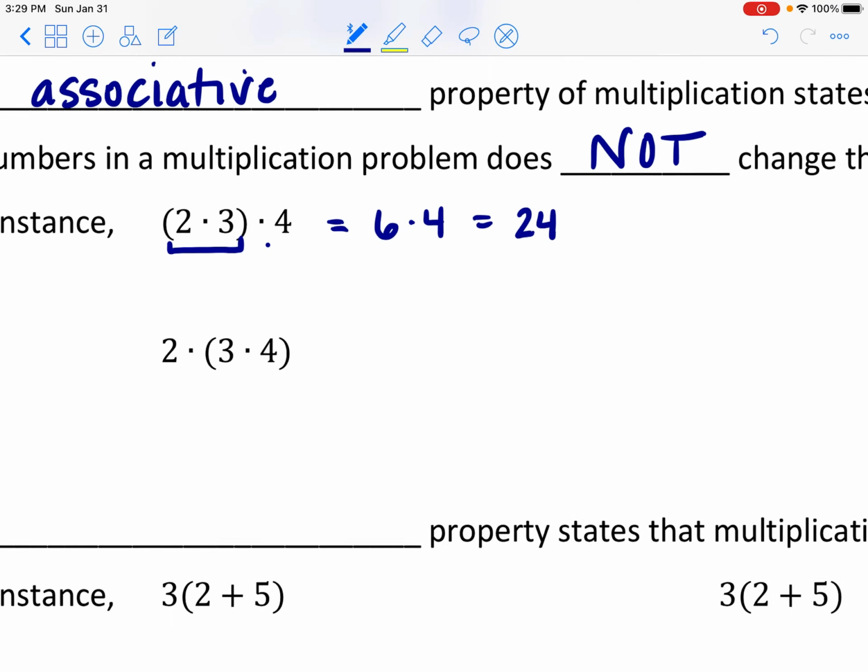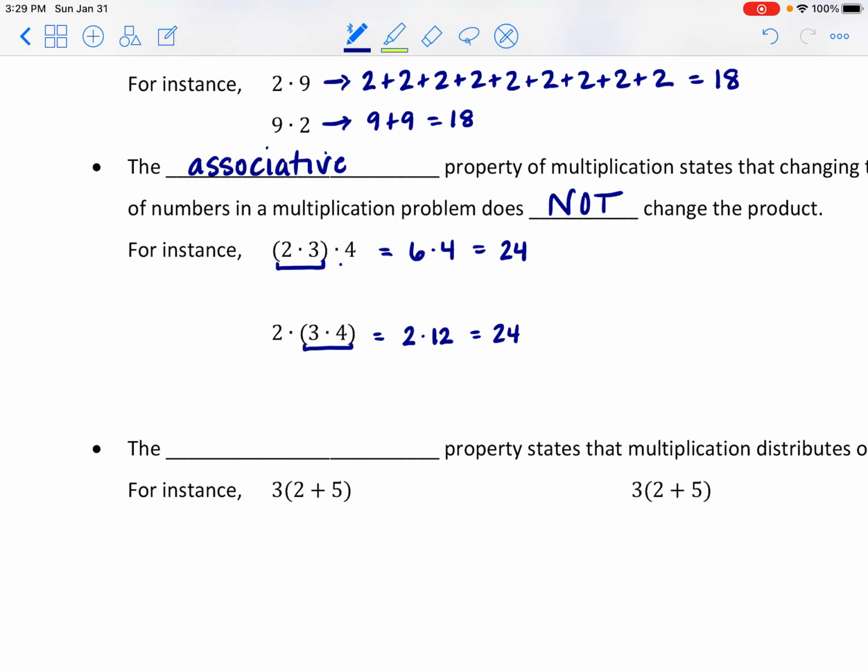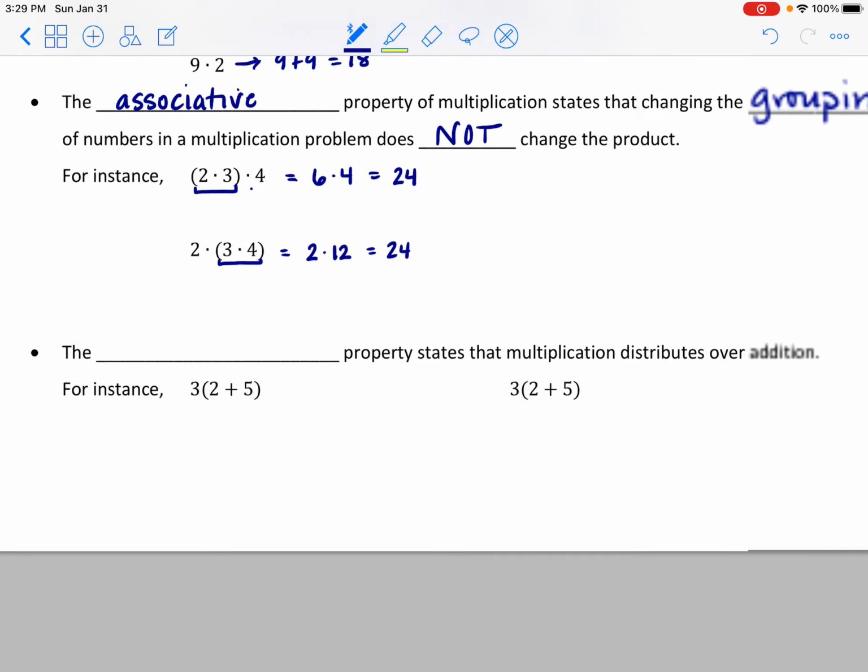Well, here, the grouping has moved. It's telling us here to do the 3 times 4 first. So if we do the 3 times 4 first, we're going to have a 2 on the outside, and then that 3 times 4 becomes a 12. Well, guess what? When we multiply 2 times 12, we still get 24. So it doesn't matter how we group the numbers in a multiplication problem. No matter the order or the grouping, we're going to get the same product. Okay? So our associative and commutative sort of combined there.